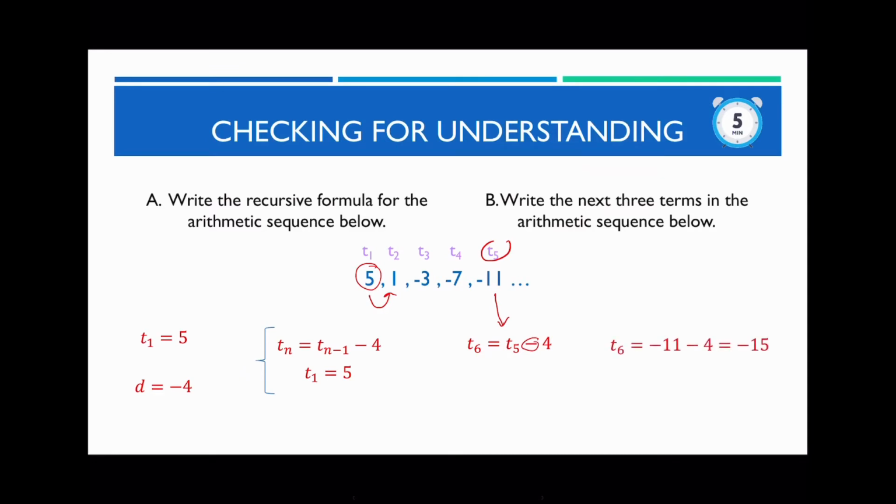That gives you -15. To find out the 7th term of the sequence, I need to find the 6th term and then subtract 4. So -15 take away 4 gives you -19, and therefore if you do the same thing for T8, this is going to give you -23 as an answer.